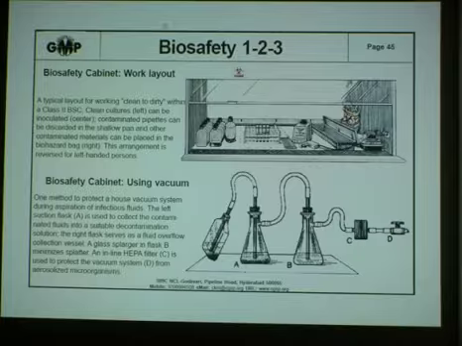Now for vacuum. One method to protect the house vacuum system during aspiration of infectious fluids: the left suction flask A is used to collect the contaminated fluids into a suitable decontamination solution. The right flask serves as a fluid overflow collection vessel. A glass plunger in flask B minimizes splatter. An inline HEPA filter C is used to protect the vacuum system D from aerosolized microorganisms.